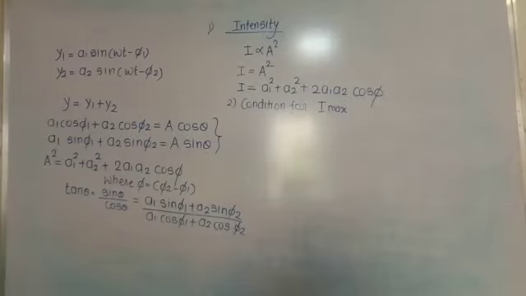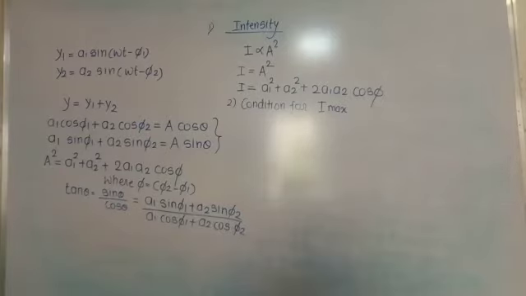the intensity or amplitude of the resultant light wave is maximum when cos of phi is equal to, what is the condition? Cos of phi is equal to plus 1.